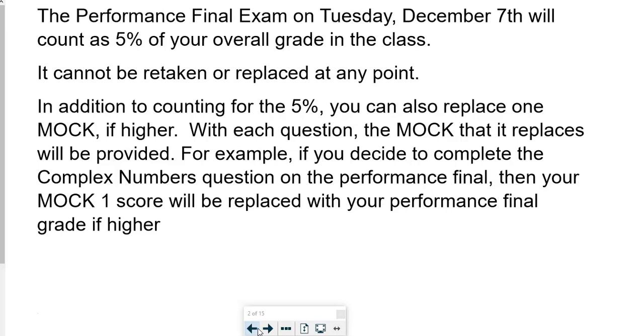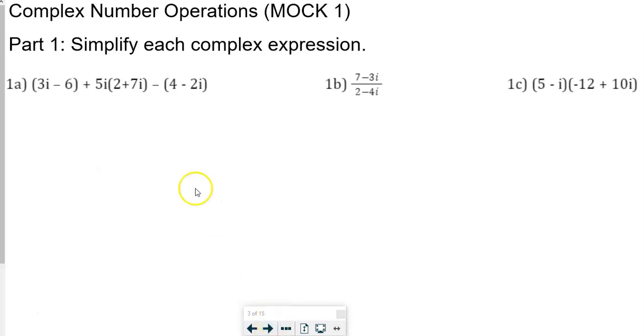So the first part we're going to go over is Mock 1 and then Mock 2. We won't do one for Mock 3 because we did our midterm for that one. And then the last two, Mock 4 and Mock 5. So if the score is higher on this than it was on one of those mocks, then this grade will replace that mock grade. So for the first part here, it says complex number operations, Mock 1.